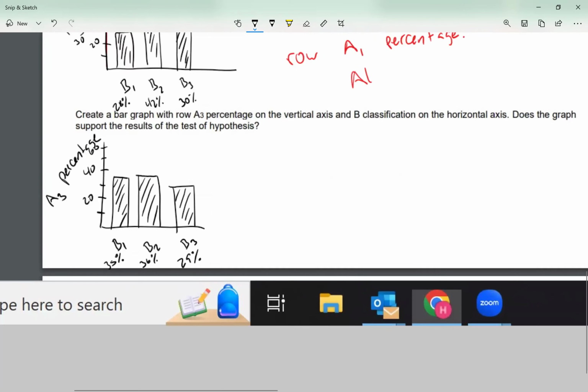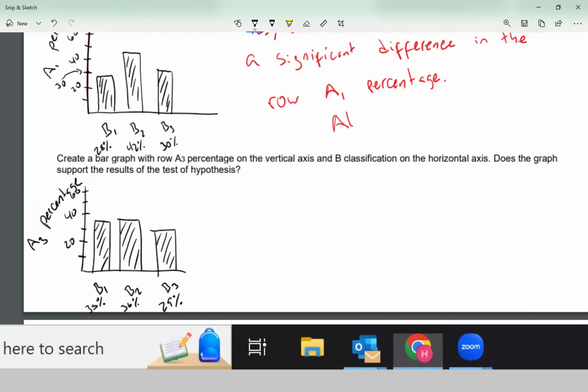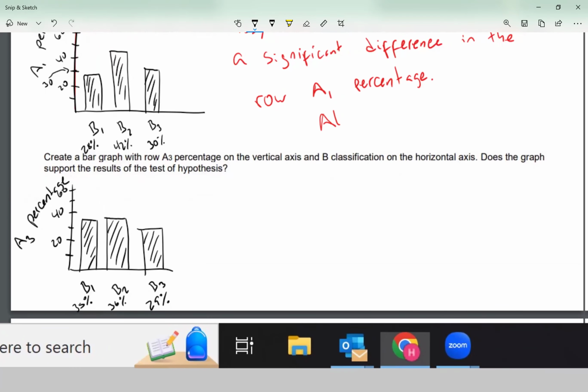Now, remember how in my previous one, you could tell the difference in the bars, right? You could tell one was pretty tall. Don't look at the width, right? Don't look at whether they're chunky or skinny. Look at the height. I'm comparing the heights. Okay, they pretty much look the same. So does the graph support the results of that test of hypothesis? Remember that the hypothesis at the beginning, I told you it was rejected, which meant the percentages are different. They're off. Now here, do you see a significant difference?